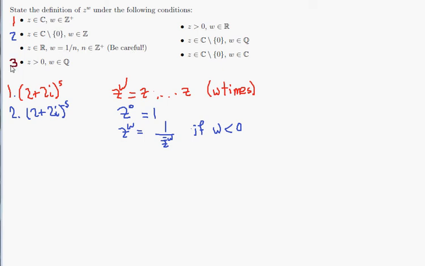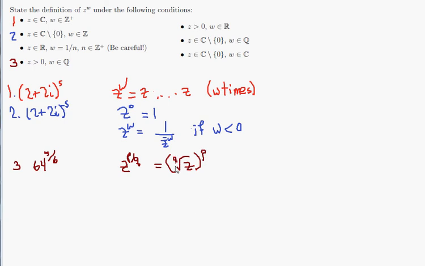Let's now consider the third one here. z is greater than 0 and w is a rational number. So in other words, I have a positive base, something like 64, and I raise it to a rational number like 5/6. So the definition for this, if I have z to the p over q, is that this is equal to the qth root of z, and I raise it to the pth power.